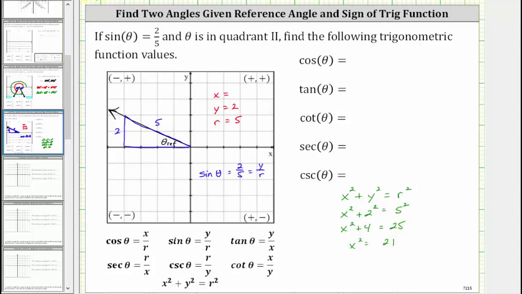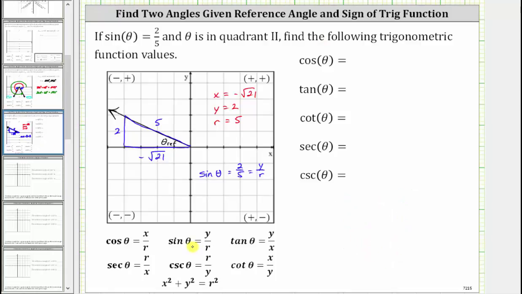And now to solve for x, we square root both sides of the equation. When we do this, we include a plus or minus on the right, which gives us x equals plus or minus the square root of 21. But again, because we are in the second quadrant, we know x is going to be negative, and therefore x equals negative square root 21. And we can also label the adjacent side in the reference triangle negative square root 21. Now we have all the information we need to determine these 5 trig function values.